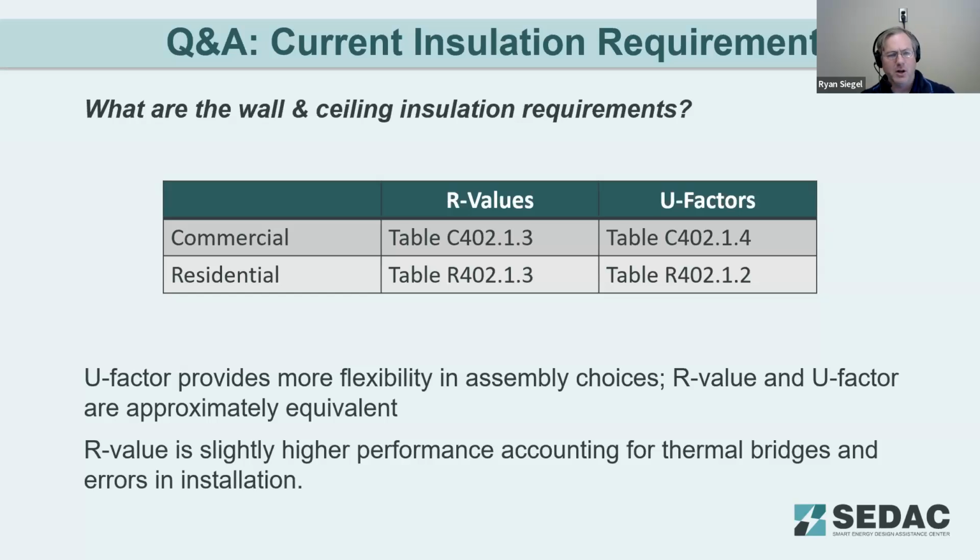So an example of that might be the R value table calls for R13 plus 5 continuous, and you say, well, I'd like to use an R15 insulation instead of the R13. Can I trade off some of that continuous, or conversely, I'd like to use some R11 insulation and instead increase the continuous insulation. So having that U-factor is available for that.